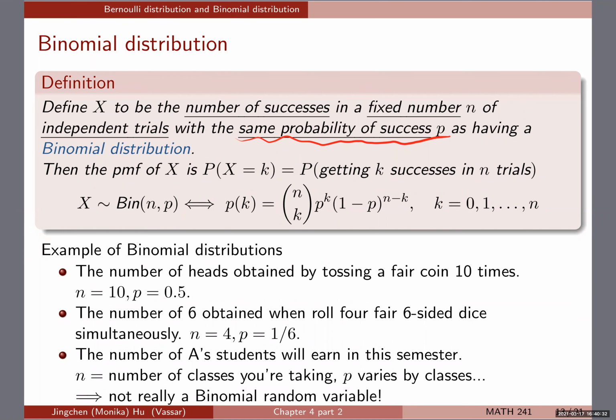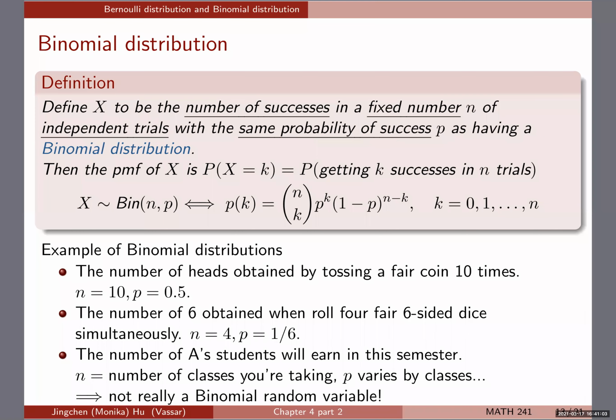I would also mention that getting an A in different classes is probably not independent. Let's say you're taking two math and stats courses this semester; the grades you're getting are probably related, reflecting the effort you're putting in and things like that. So they're not independent and probably do not have the same success probability. This is not an example of a binomial distribution.